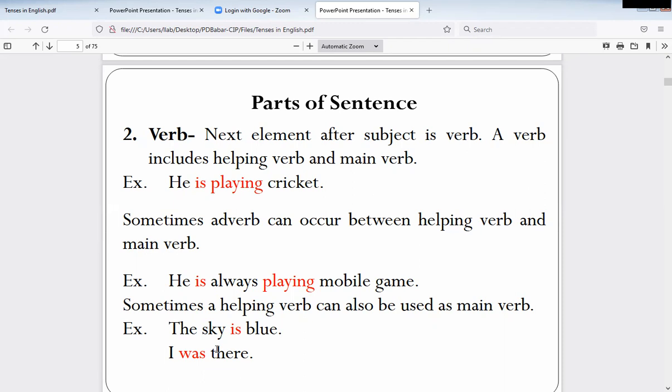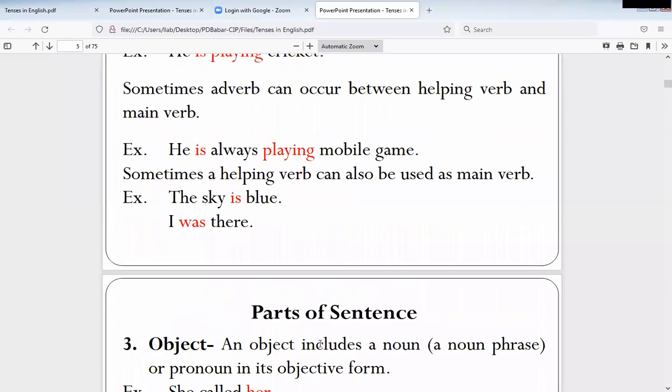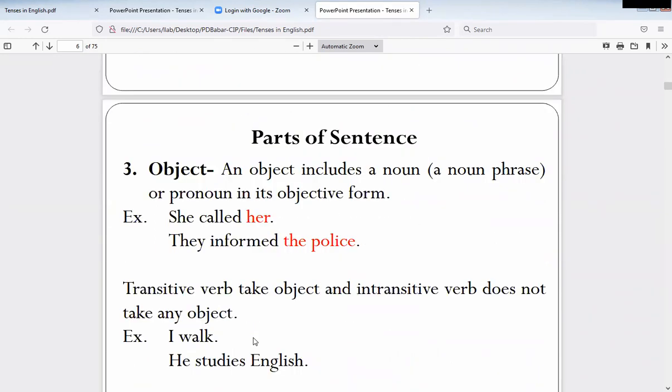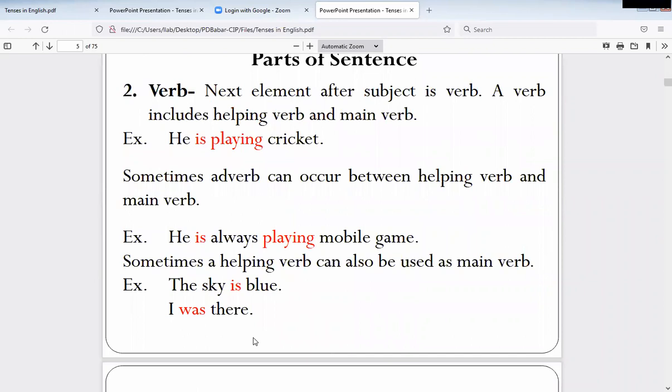The main verb has the ability to work as the main verb in a sentence, but if there isn't any main verb in the sentence, then its function is fulfilled by the auxiliary verb. So an auxiliary verb can be used as a main verb in a sentence if there isn't any main verb in it. Okay, so this is about the verb of a sentence.